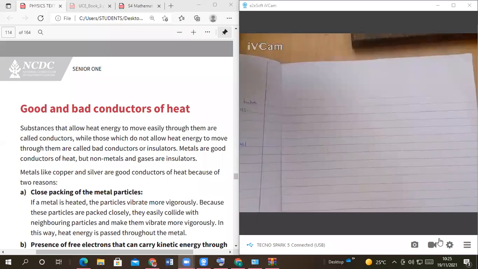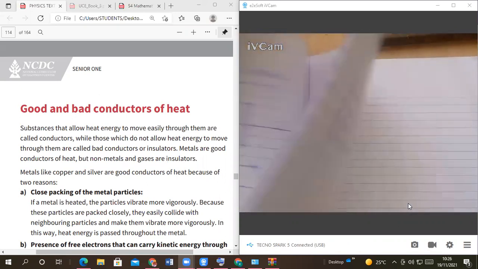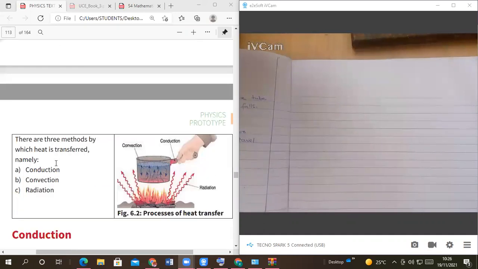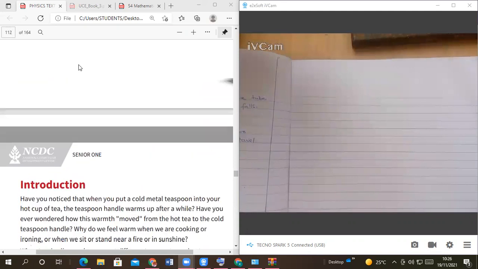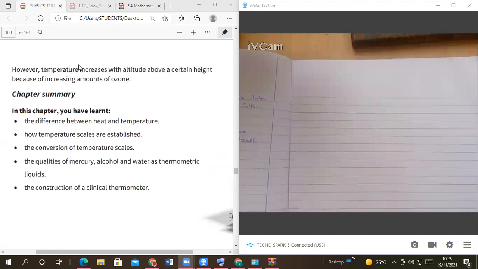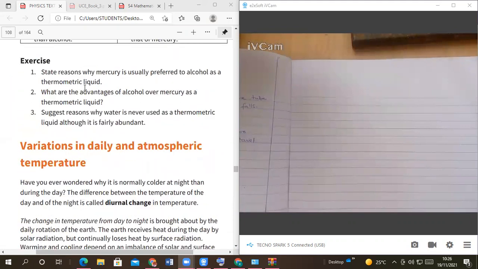Okay, so yesterday we stopped on, we're looking at capillarity. But the other time, we looked at something else. If you check here, we looked at the variation of day and atmospheric temperature. So we looked at what causes the variation of the atmospheric temperature.